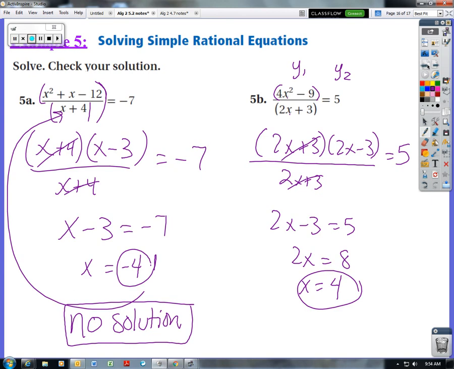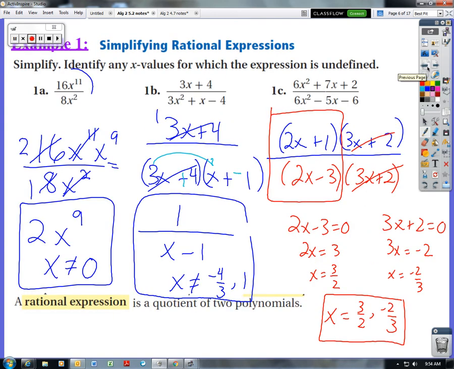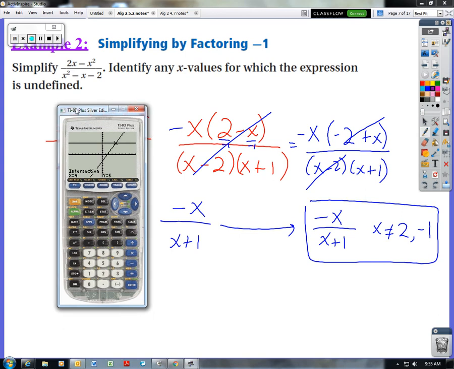I wanted to go back and I forgot to show, let me see, the calculator, example 2. I was going to show you on the calculator why it's undefined at 2 and negative 1. So y equals, clear, clear. What I'm going to do is type the original function in, because that's the one we're interested in. 2x minus x squared, close, divided by parenthesis x squared minus x minus 2, close, graph.